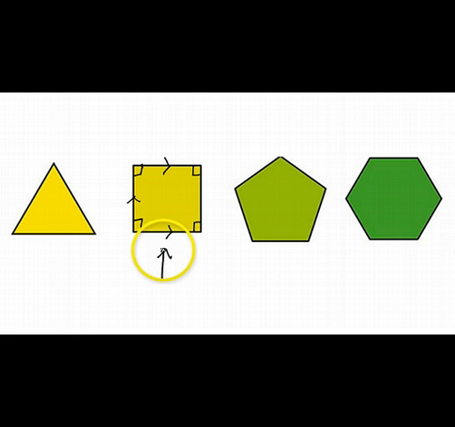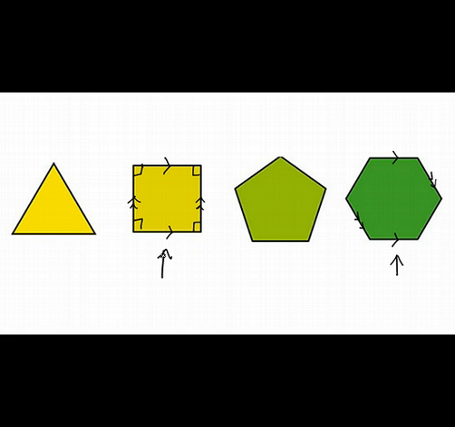Same with the vertical sides. They are parallel to each other as well. If you extended those sides, they would never cross each other, and they stay the same distance apart. That also means on my last shape that I have some parallel sides as well. The bottom would be parallel to the top. Those sides would never cross each other. This side would be parallel to the side opposite it on the hexagon.